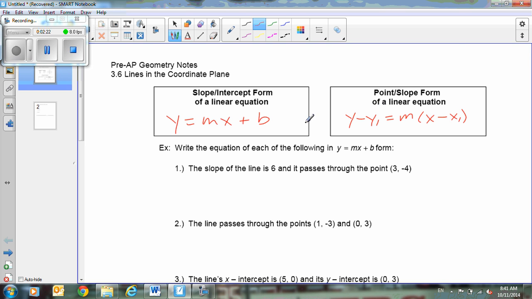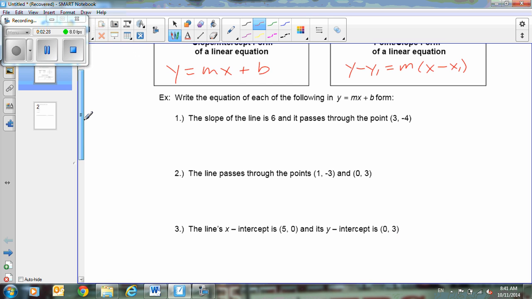Okay, so let's take a look at the examples and see if we can, for each of these, write the equation in slope-intercept form. So our final answers should look like this. All right, number 1 says the slope of a line is 6, so we're given the slope, and it passes through the point 3, negative 4.